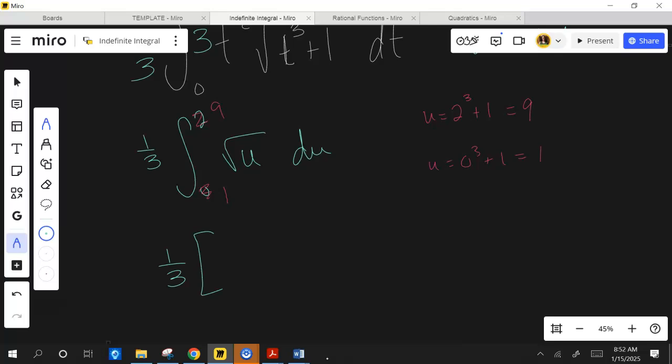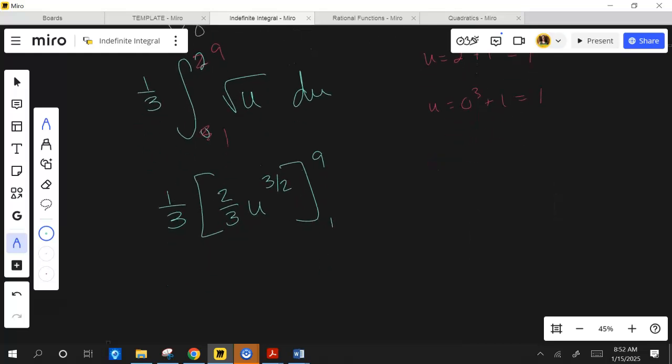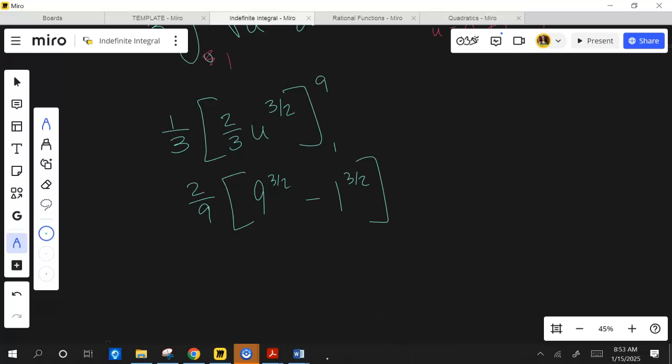So yeah, no, that's right. 2/3 u to the 3/2, and I'm evaluating from 1 to 9. No plus c needed here. Yes. Okay. 2/9 times 9 to the 3/2 minus 1 to the 3/2. 9 to the 3/2.